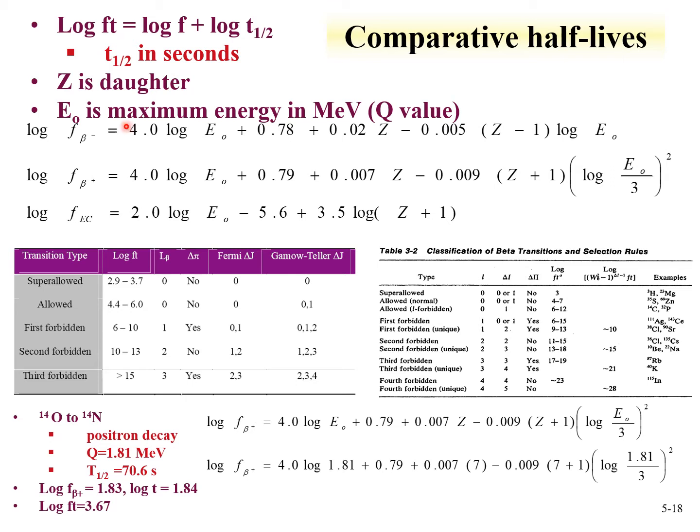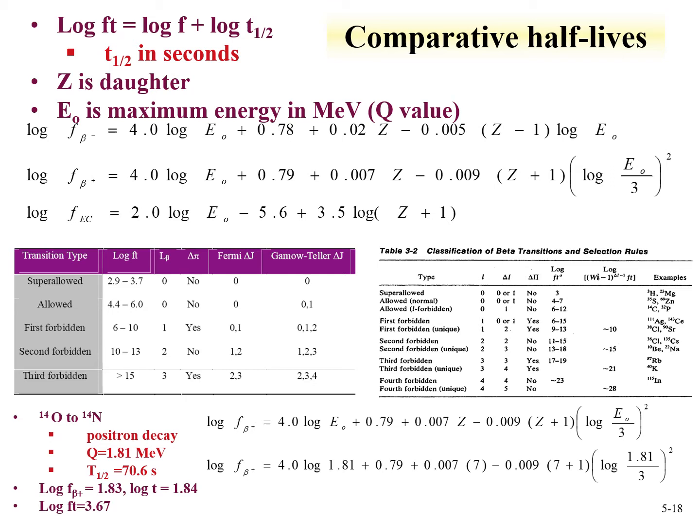Here we're going to have 3 equations that are listed here for beta minus, positron, and electron capture, where all these equations are going to be functions of the Q value, then the daughter Z. So this is fairly straightforward. If I know my daughter Z and I know my Q value, I can determine the log F value. If I get the half-life in seconds, well, the log Ft is nothing more than the log F plus the log of the half-life in seconds.